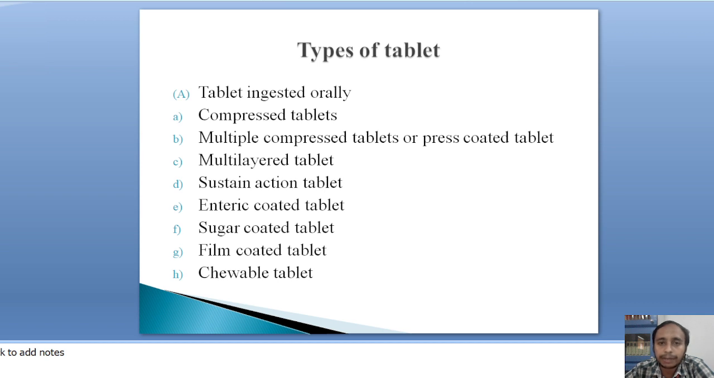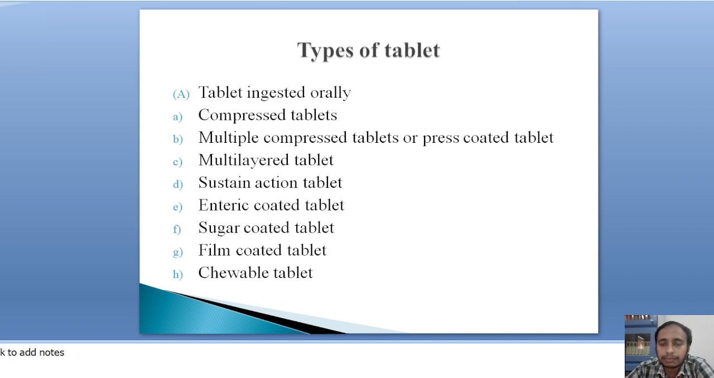Next is types of tablets. Tablets are of different types, as the pharmacopoeia says: biconvex, flat, round. Tablets are classified into different names and categories. When we say tablet ingested orally, it means those are taken by mouth. So compressed tablets, multiple compressed tablets, multi-layered tablet, sustained action tablet, enteric coated tablet, sugar coated tablet, film coated tablet, chewable tablet. So here there are different terms.